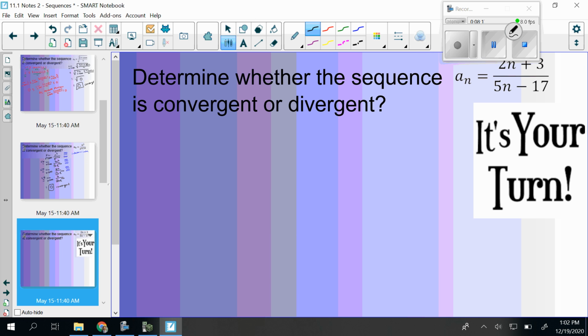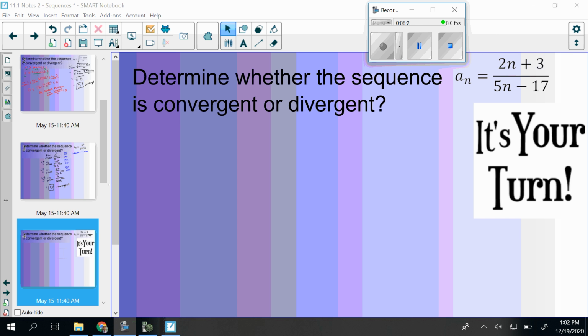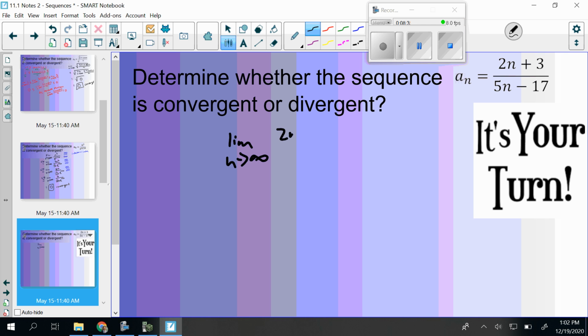Determine whether this sequence here is convergent or divergent. So this one, if we write this limit out, you get 2n plus 3 over 5n minus 17. So this is infinity over infinity. You could definitely use L'Hopital's. This one, though, is one of those we've looked at in the past too. You could just use some multiplication.